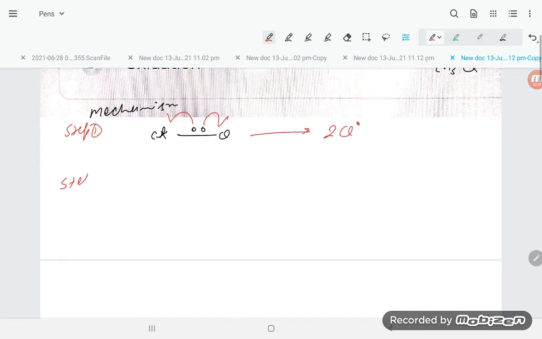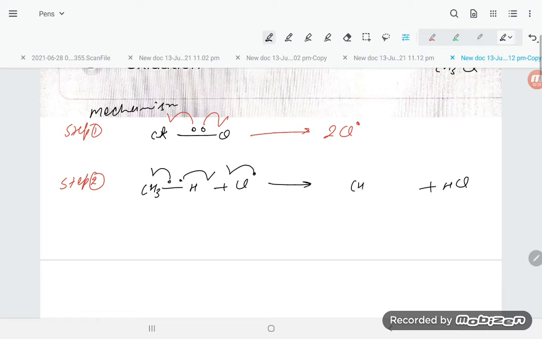Now we are going to understand step number 2. So how can you understand step number 2? Again, here is CH3 and H, and in the presence of the Cl free radical, what is going to happen? Here it is going to split homolytically, and HCl is forming, okay, and here is CH3. What is there, student? Free radical.